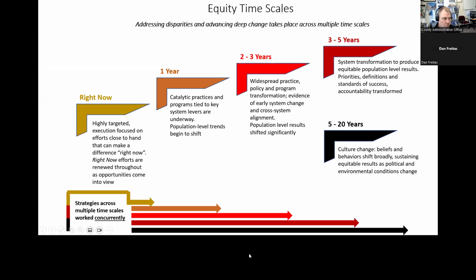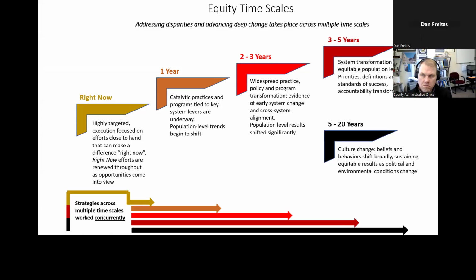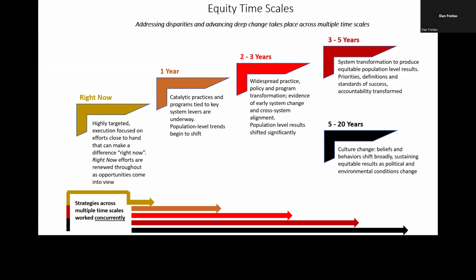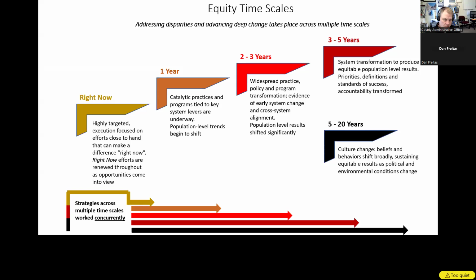At 2 to 3 years, you have some momentum built. You have a widespread practice, policy, program transformation, whatever it is. There's some evidence of early system change and cross-system alignment that shows that what you're doing is working, hopefully, and your population level results have shifted significantly. In that 3 to 5 years, you've already established that momentum, and you're actually starting to change the system and the system transformation to produce the equitable population level result. Your priorities, definitions, and standards of success and accountability are transformed.